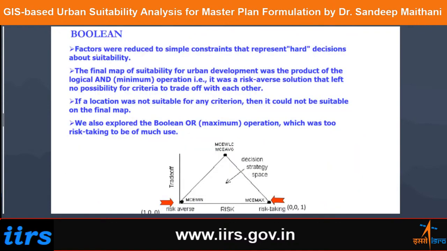So as I told you, in the Boolean approach, the factors are reduced to simple constraints. That is, we either go for a yes or no approach. The final map of suitability for urban development is the product of the AND operation. That means if a location is not suitable for any criteria, it will not be suitable on the final map. Or we can go for the OR approach, which is too much of a risk taking approach. So again I'm mentioning, we should finally settle somewhere in the middle, neither too much risk taking nor too much risk averse.